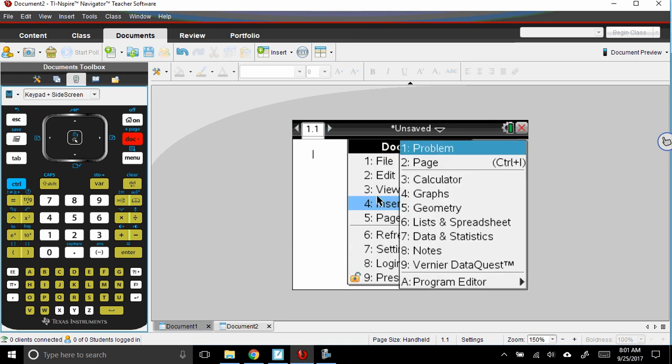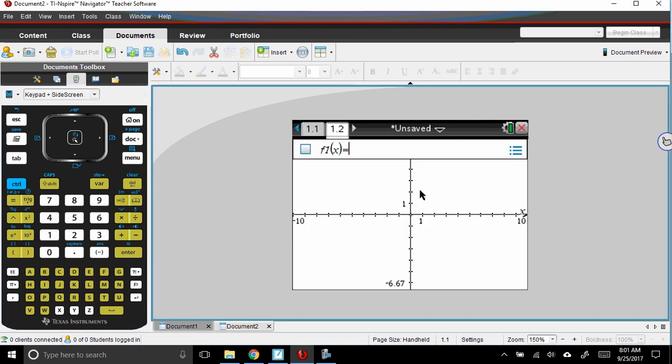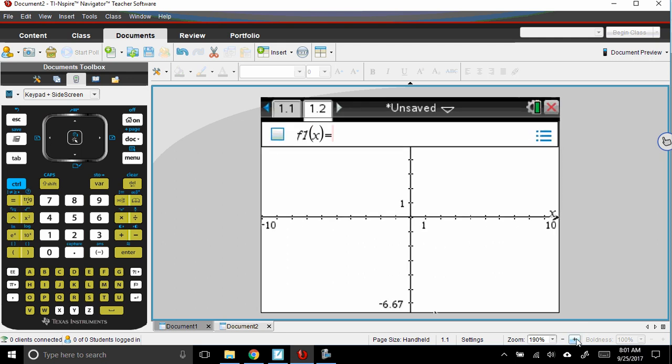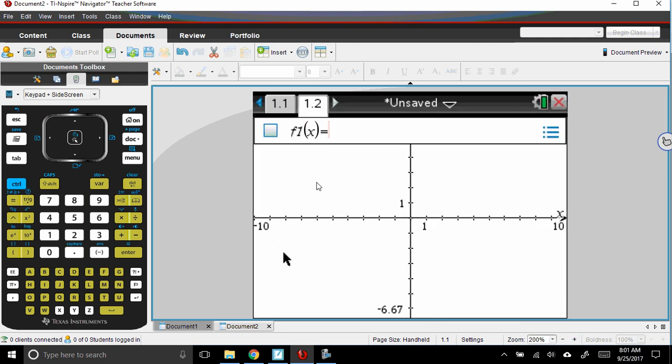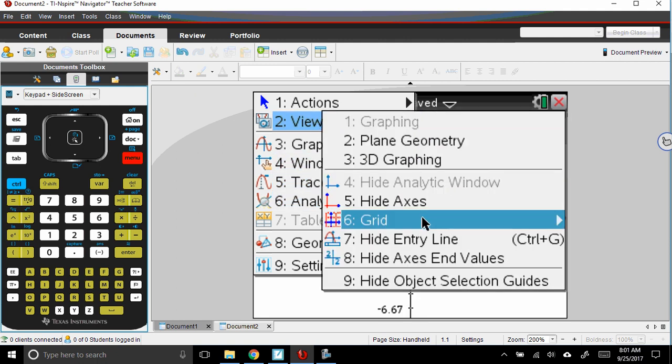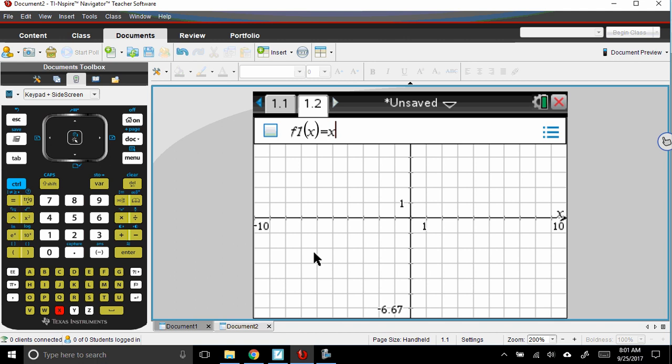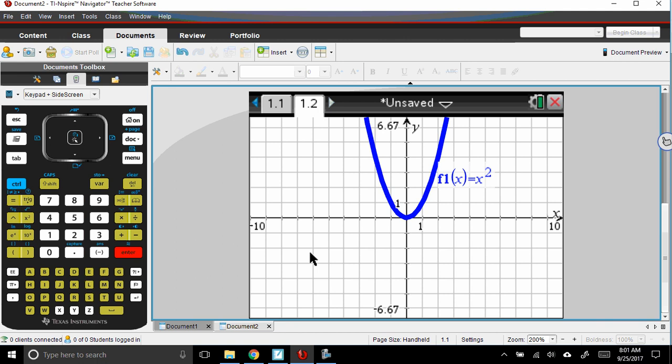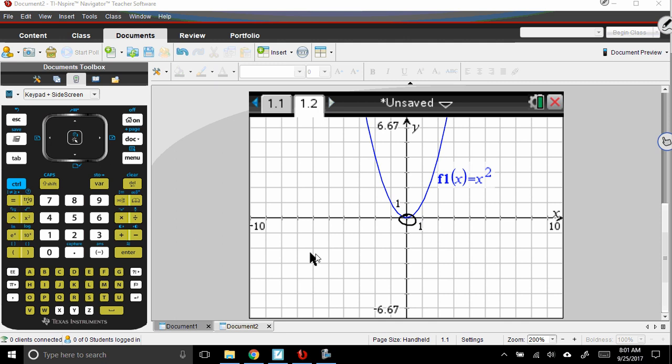So on my TI Inspire, I've just got a graph page. I'm going to go ahead and zoom in, and I would like to view my grid, an aligned grid. And I'm going to graph the parent function, y equals x squared. One thing I'd like you to notice, I don't know if my smart ink is going to show up, but there it is. We've got the origin. And when we went over 1 unit, we went up exactly 1. The reason we did is because of our A value being 1.